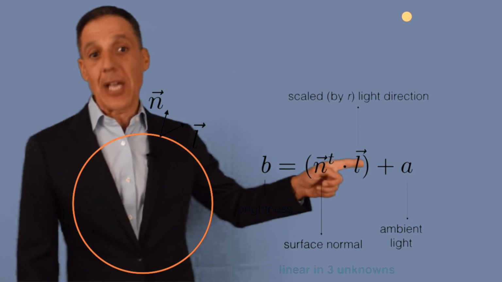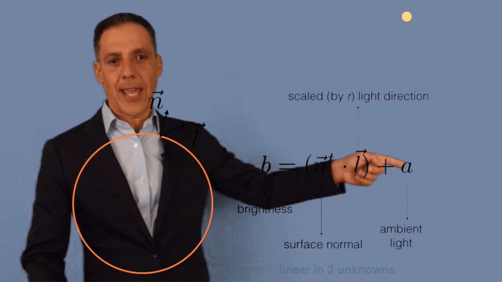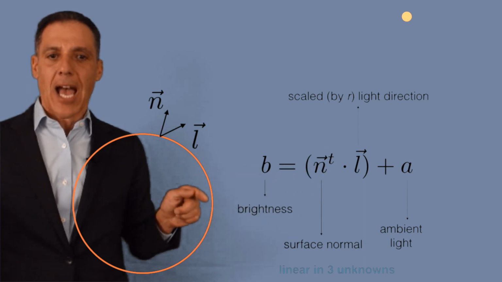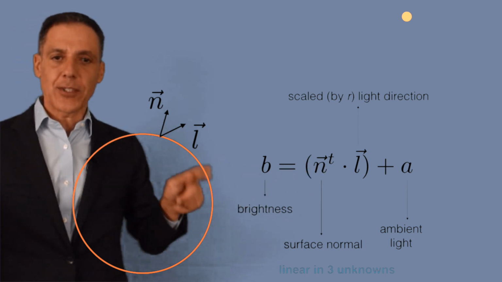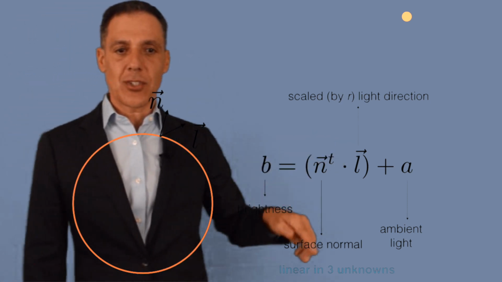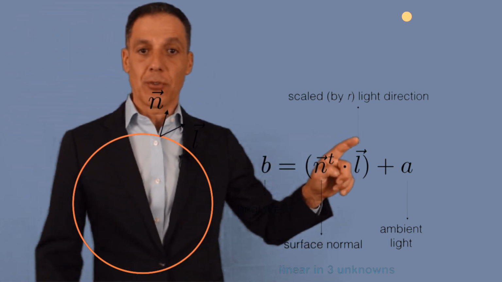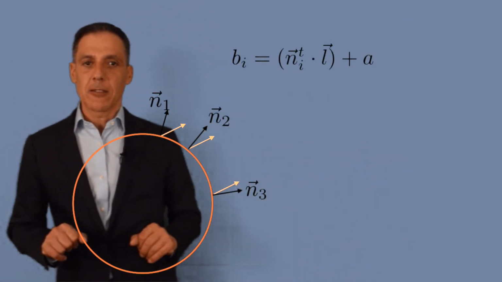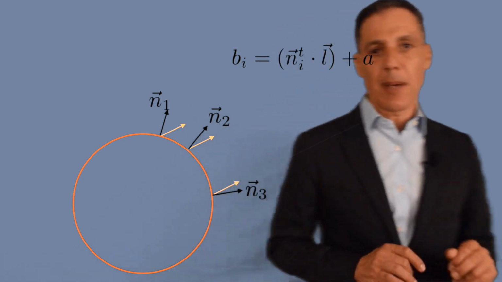Now I've got three unknowns, two components of the light direction and the ambient term, and I have for each of these measurements that I can make. Obviously, I can make measurements all along the surface here, and now I've got a linear system of equations. So this system is linear in three unknowns, Lx, Ly, and the ambient term. Okay, good. That's starting to look good. I'm starting to feel good about this.